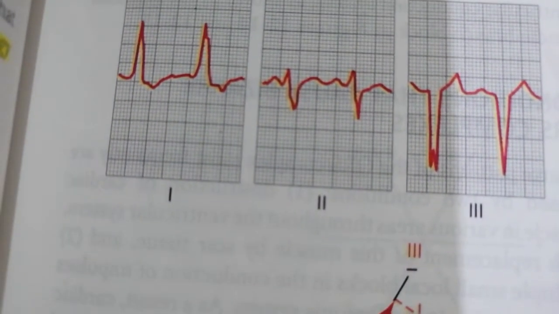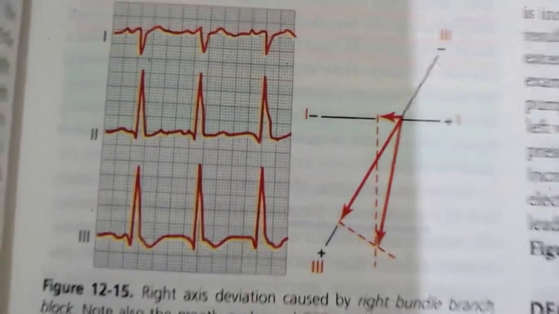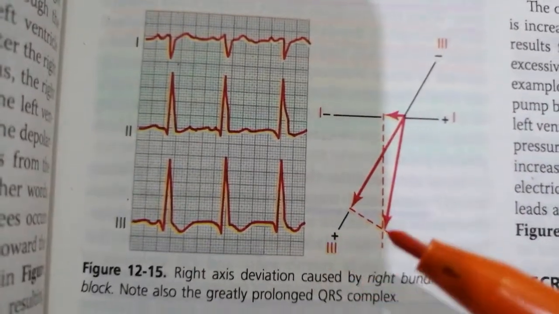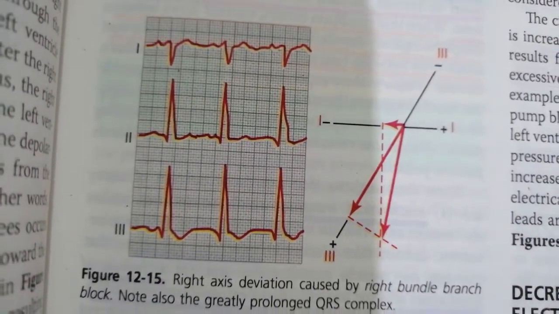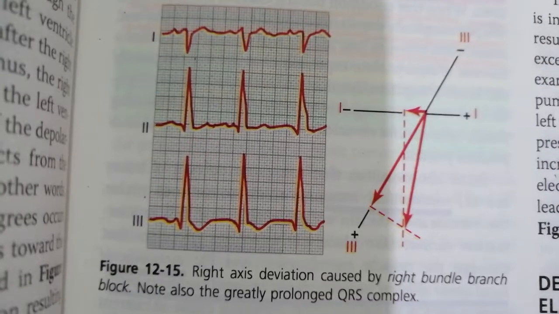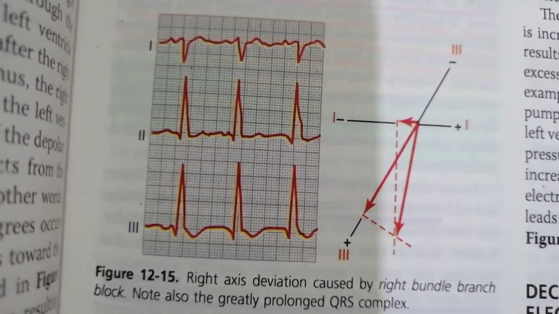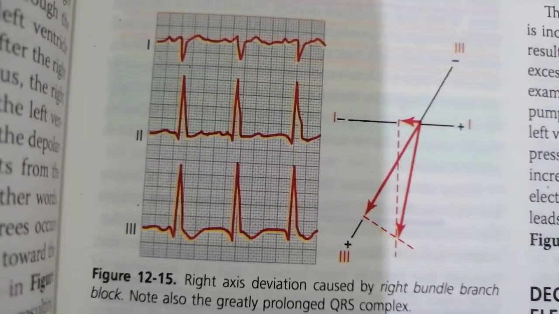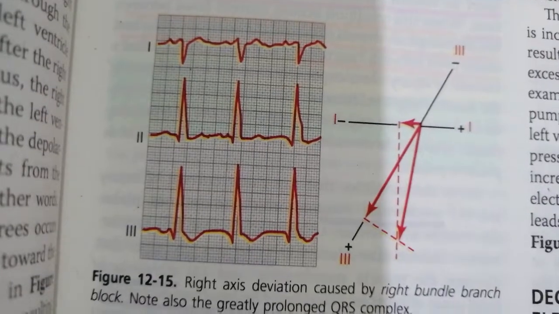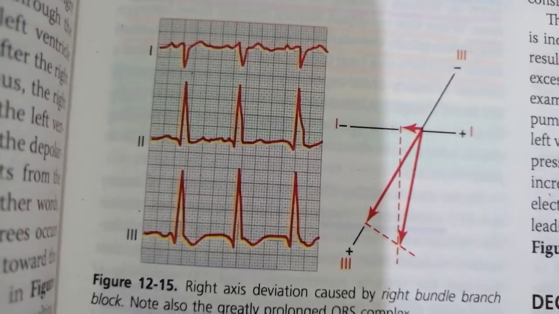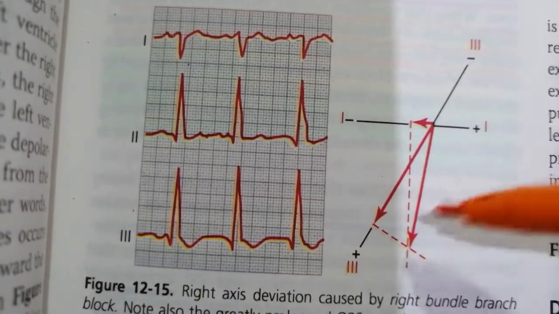Anyways, let's now move onwards to findings of right axis deviation. Right axis deviation happens because of right bundle branch block. So the transmission of impulses in the right bundle branch in the Purkinje system of the right ventricle will be impaired. The left ventricle will be completely depolarized far earlier than the right, and so we will have a strong vector towards the right ventricle and right axis deviation, this one over here.